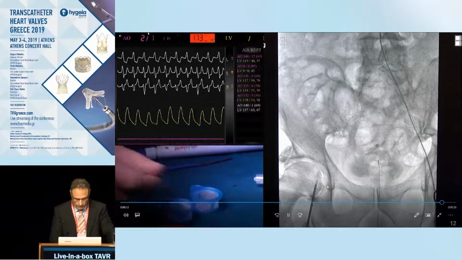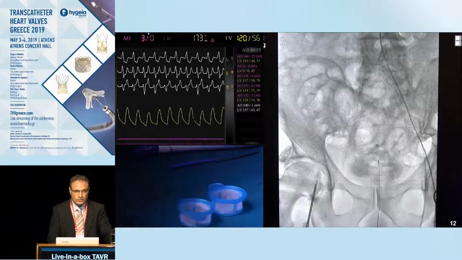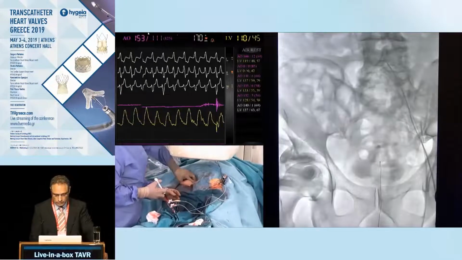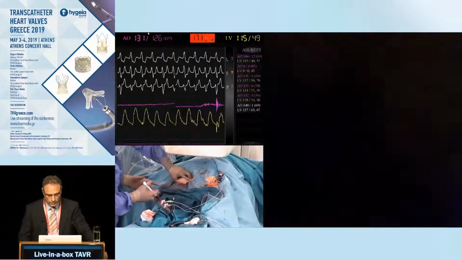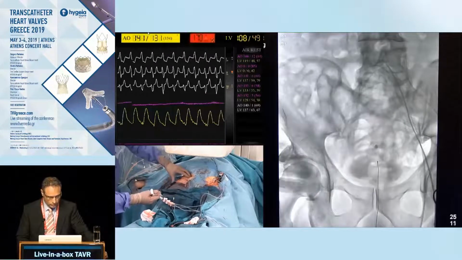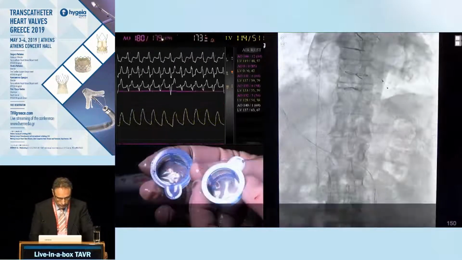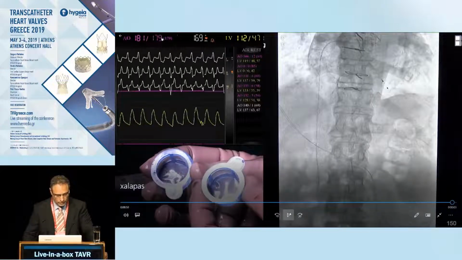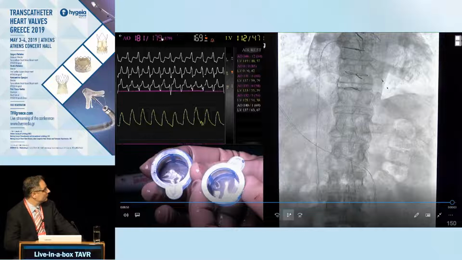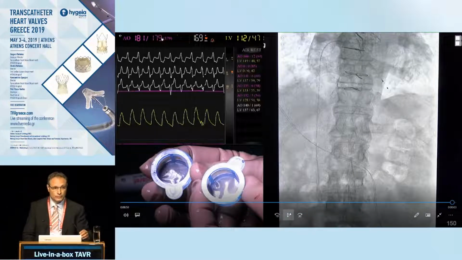And at the end, as always, we check the access site. And we see that we didn't have any complication, no perforation, no dissection, no thrombosis, no relevant stenosis. And here is what we faced during that procedure. And by that, I want to thank you for your attention.